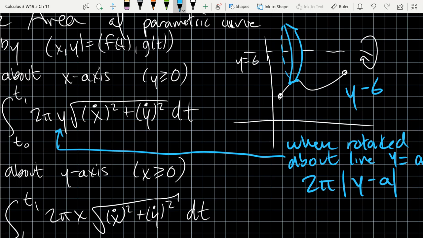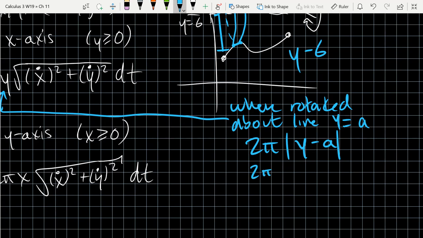You want to make sure your radius is positive. You're measuring the radius, the distance to that rotation axis. So in this case, the distance would be the absolute value of y minus 6. You can do big minus small, that works just as well. Big minus small is very universal. That works also. So we did a lot of big minus smalls, that works just as well.